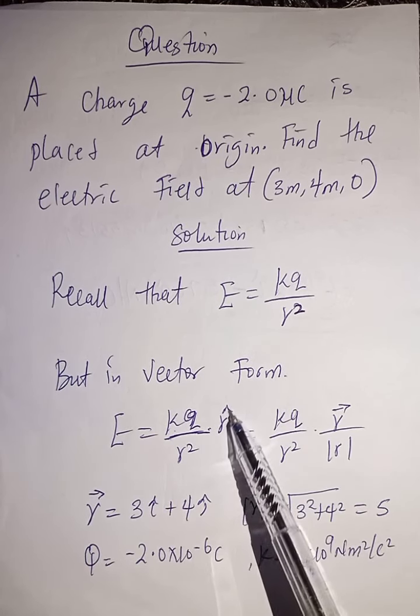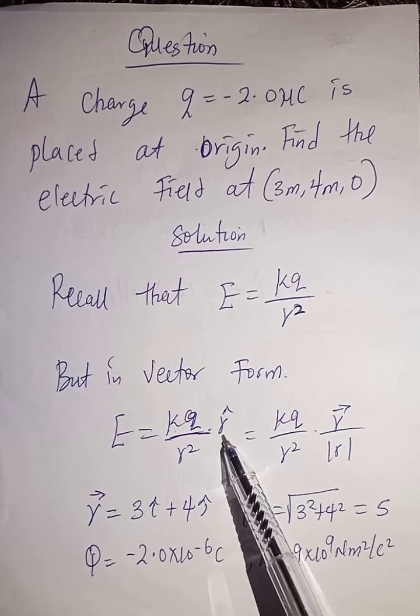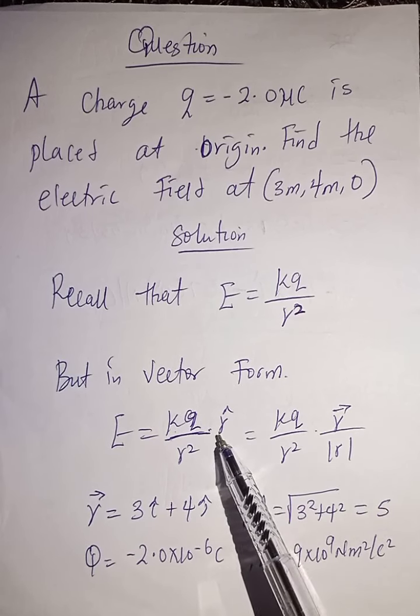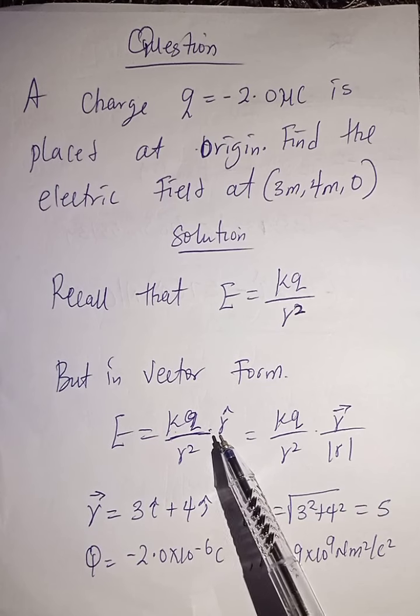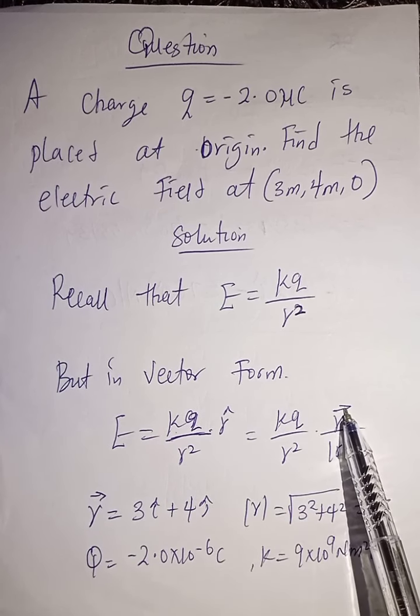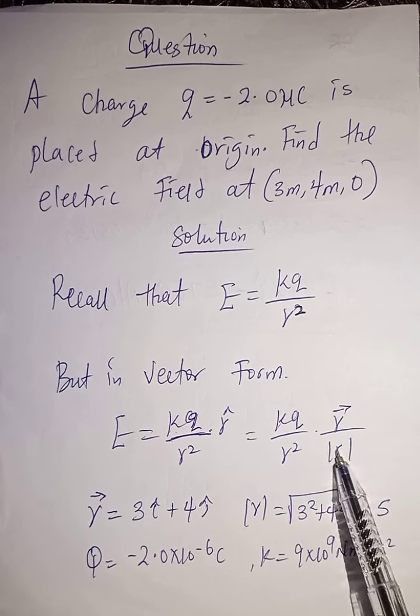Then we'll give it the unit vector. Now, this unit vector is the displacement vector over the magnitude of that displacement vector. That's how to express this: the displacement vector over the magnitude of the displacement vector.